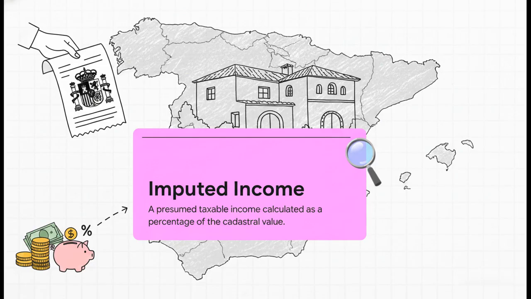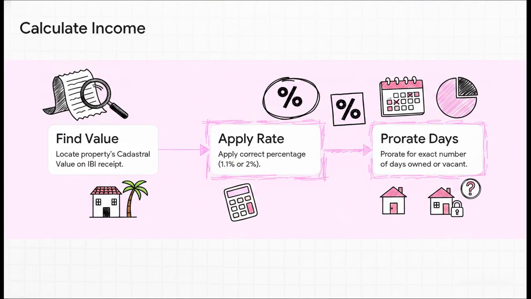You literally have the entire calendar year following the accrual date, which is December 31st of each year, to get it submitted. Figuring out this tax base is basically 3 easy steps. First, grab that tax receipt and find your cadastral value. Second, apply the correct percentage to it, which will be either 1.1% or 2%. We'll cover which one in a second.